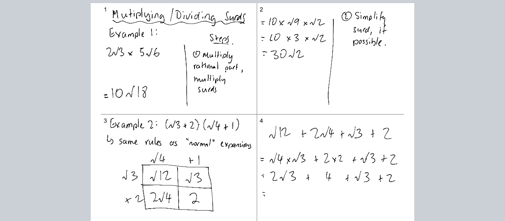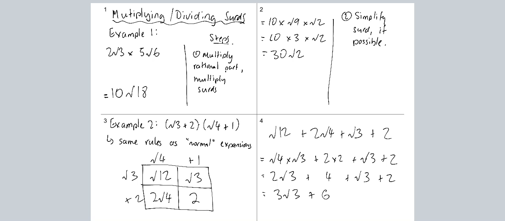And now I will collect the like terms together. I've got a 2 root 3 and a root 3, so that's 3 root 3. And I've got 4 plus 2, which is 6. So that is a massively long way to do the problem that I started with. But nevertheless, it does show you how to do an expansion with square roots in it.